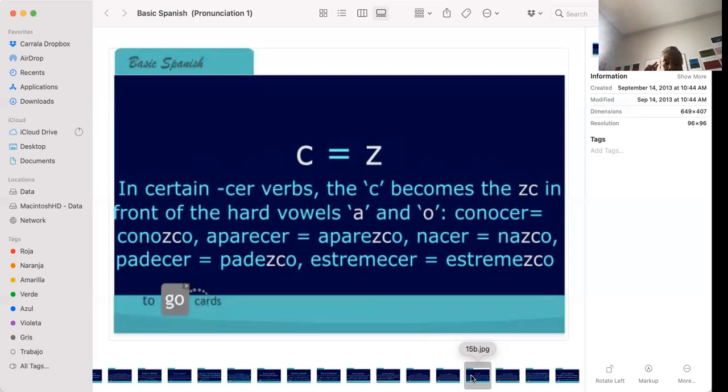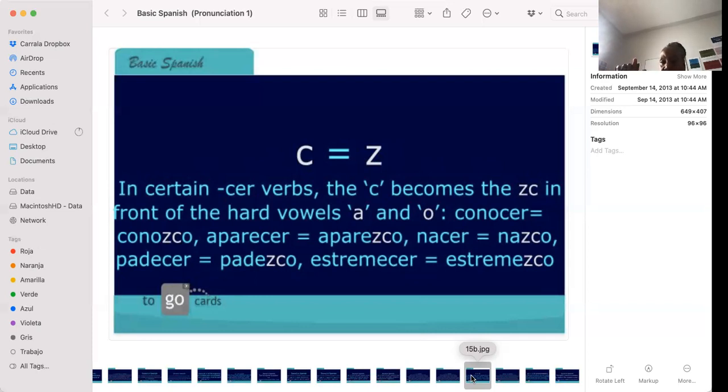The yo form, for example, is a hard O, so it takes on a hard O sound. Let me give you an example. You have the verb conocer. So it's yo conozco. You see, that's a hard O sound. Then conoces, then it's the soft sound. Conoces, conoce, conocemos, conocen.